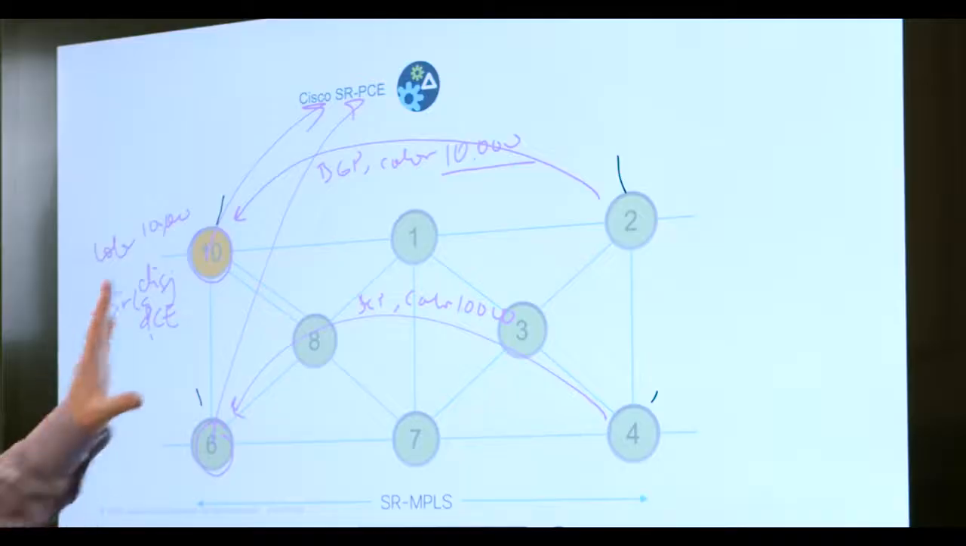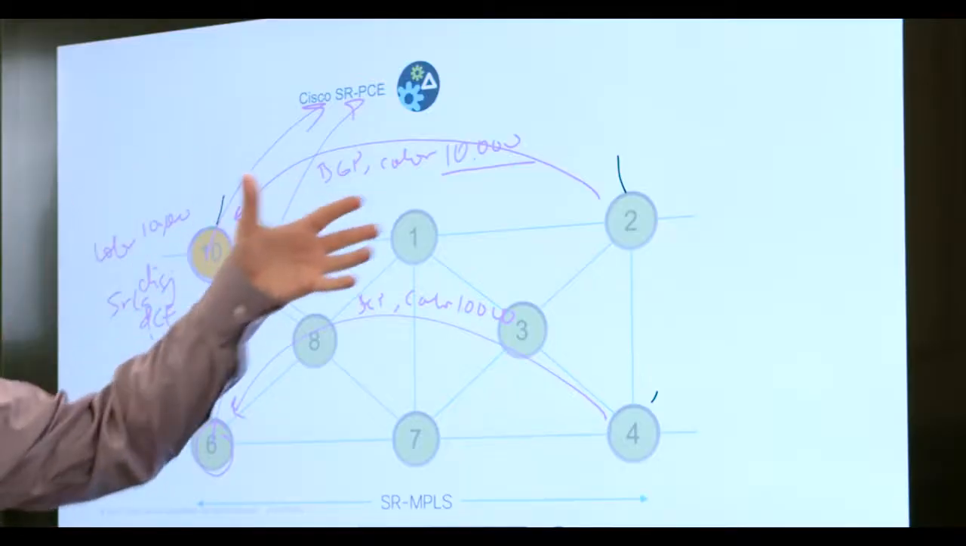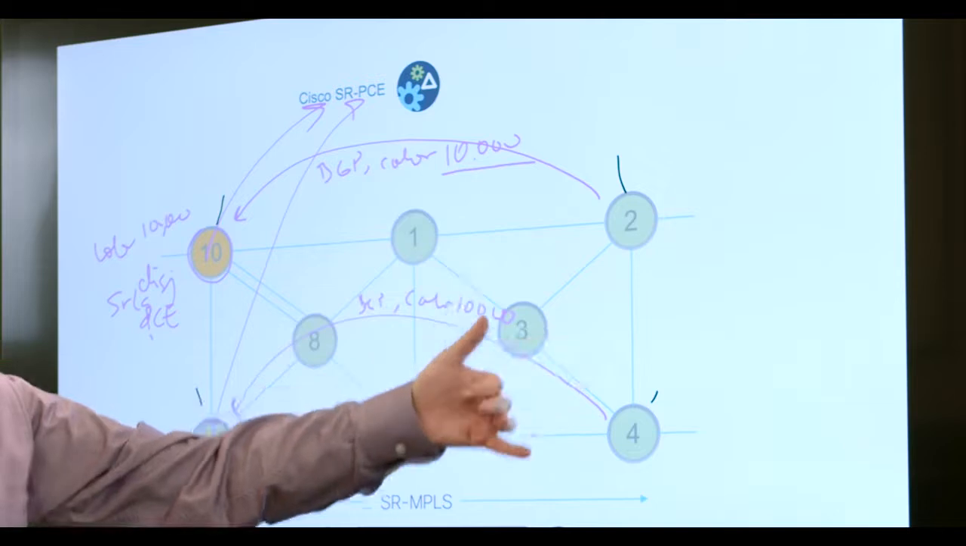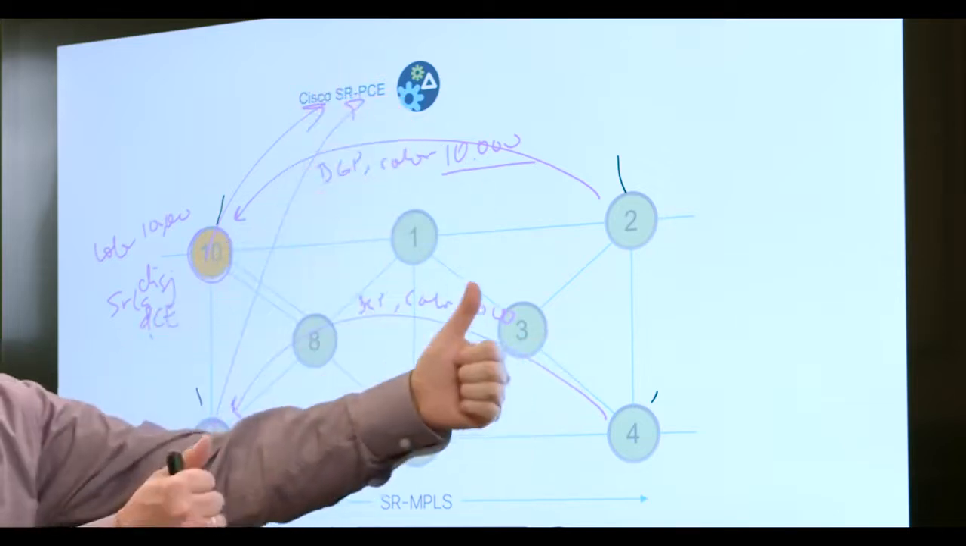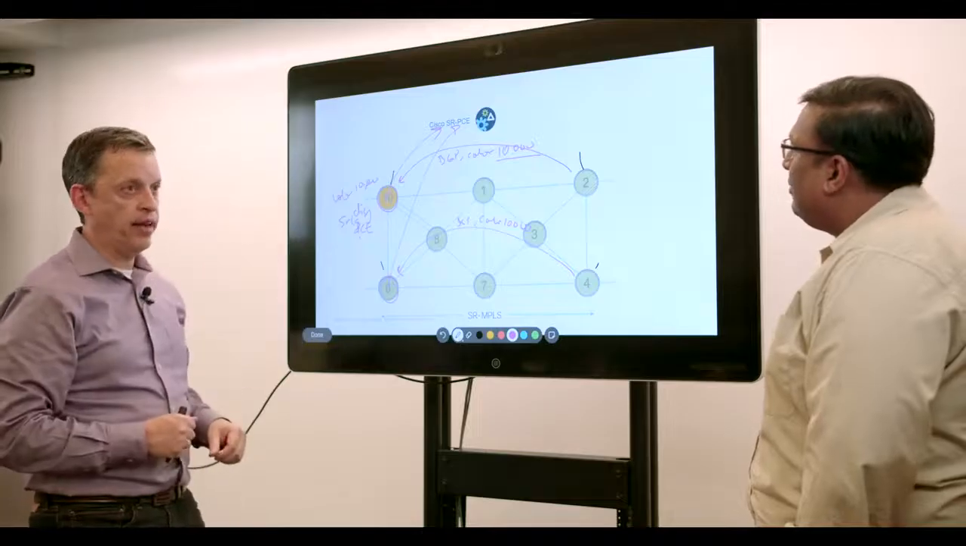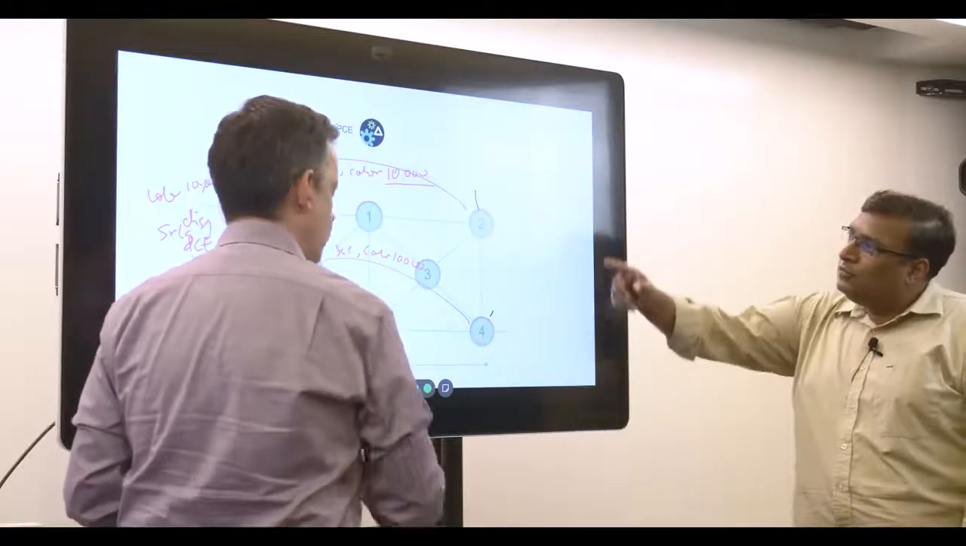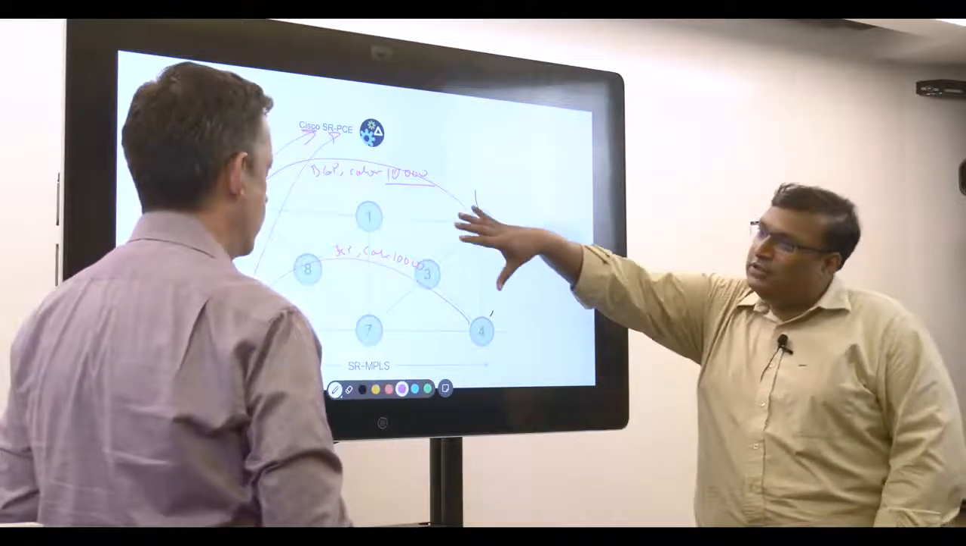Okay, so the same is happening for the routes that are coming from left to right, and 2 and 4 are also asking for disjointness for the LSPs coming in the reverse direction. So how does this SR-PCE actually know this entire topology?